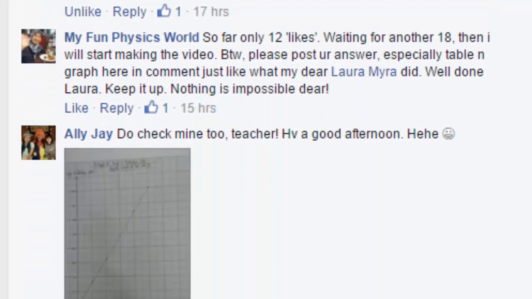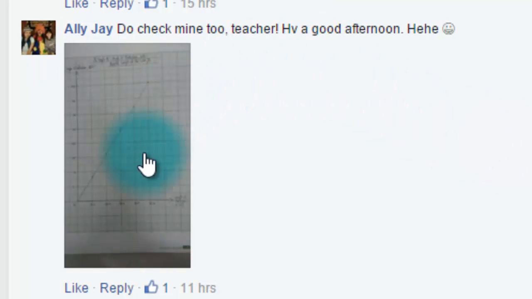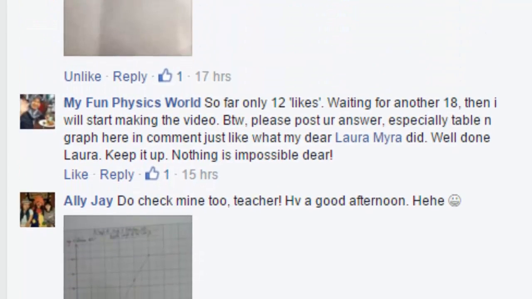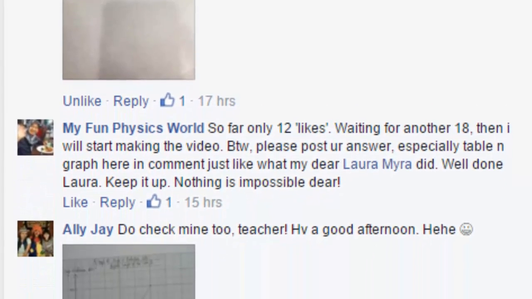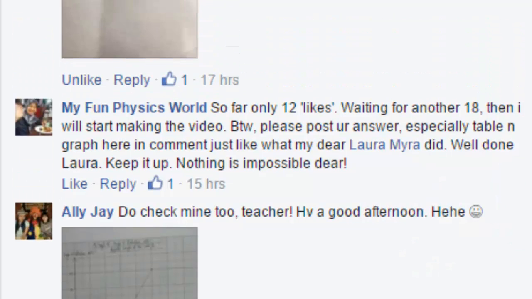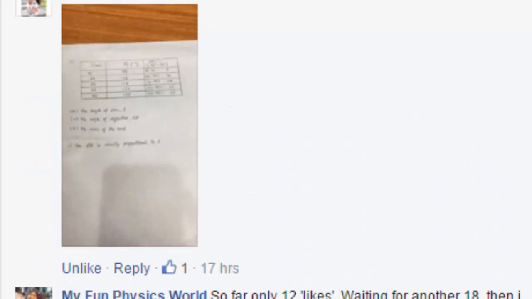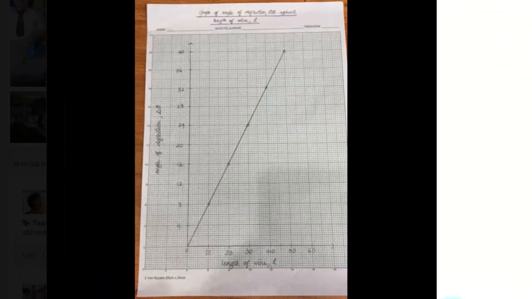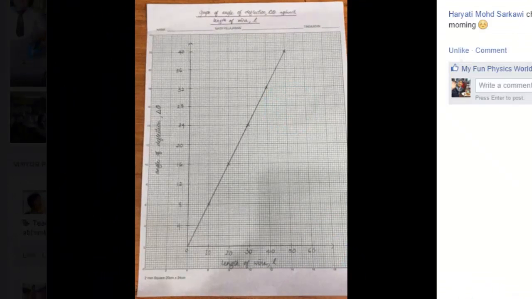And another one is from Ellie J, also sending her graph and also the table. So we try to give marks on their answers. Ellie said, do check mine too, teacher, have a good afternoon, means that she sent it this afternoon. Okay, I enlarge the graph first.